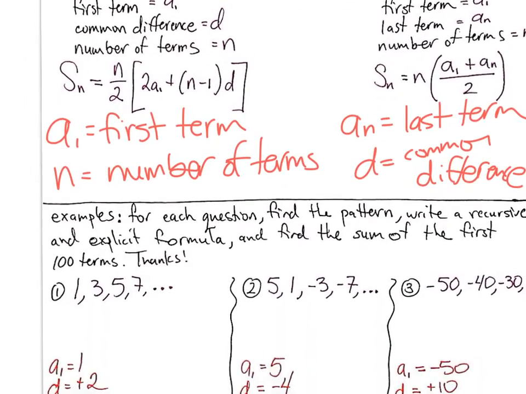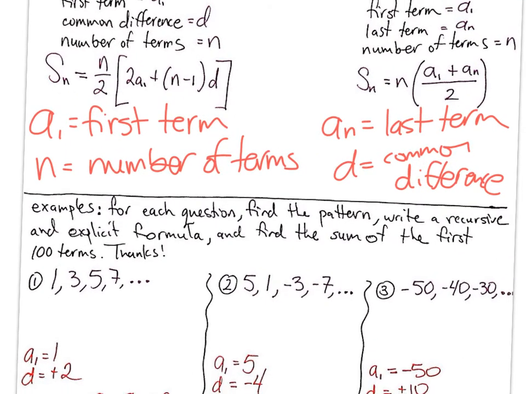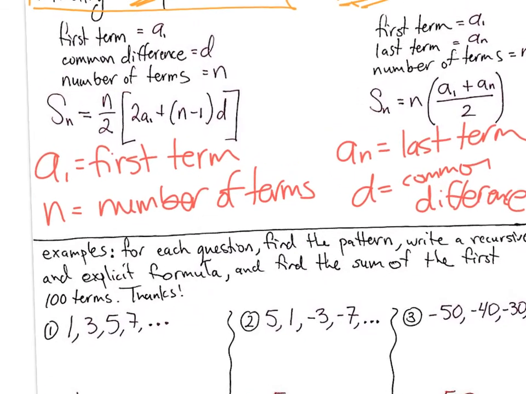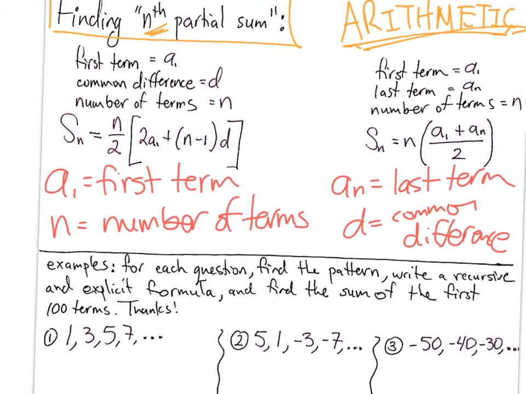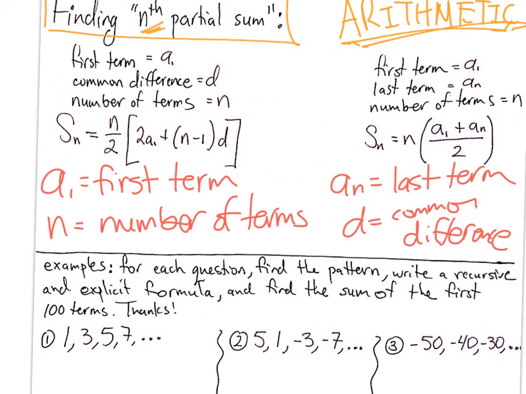Okay, so for these examples, here's what I'd like you to do. For each question, find the pattern, write a recursive and explicit formula, and find the sum of the first 100 terms. So before I show you the answers, here are our patterns, our numbers. So what you might want to do is write these down: 1, 3, 5, 7. And then for example 2, we have 5, 1, -3, -7. And then for example 3, -50, -40, -30.